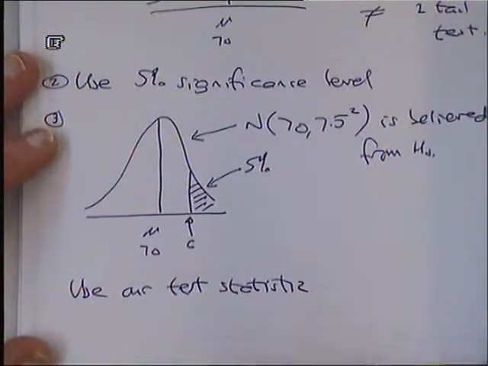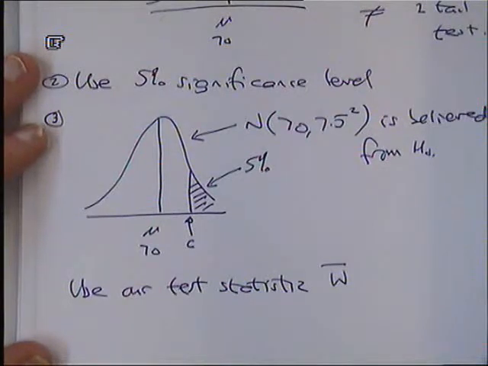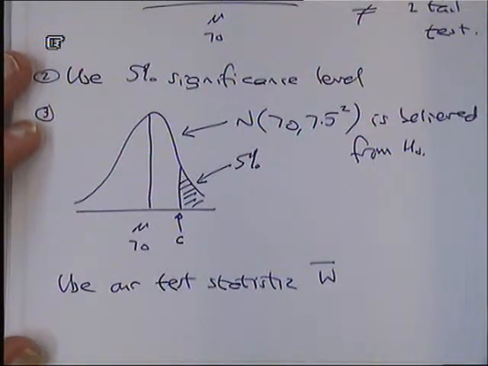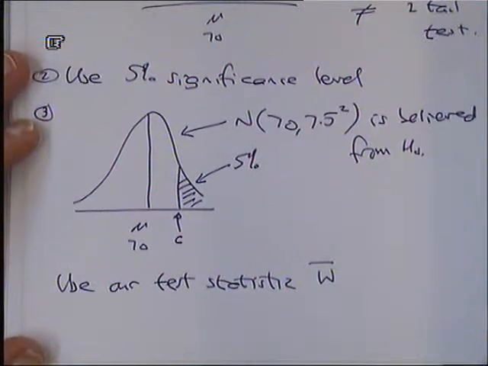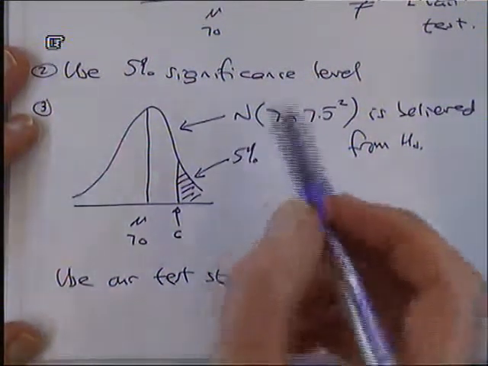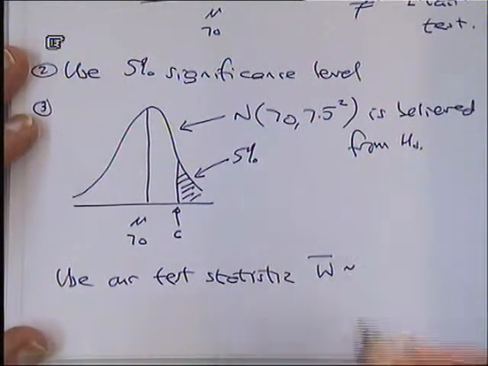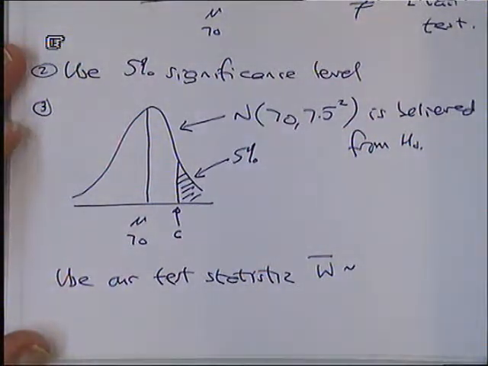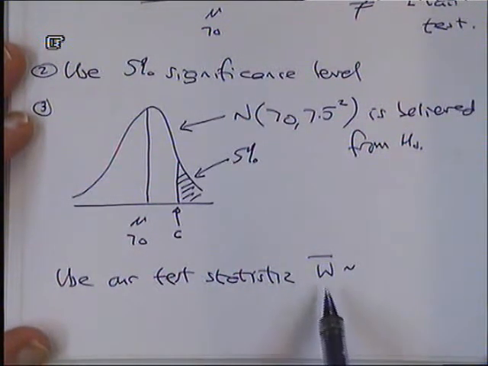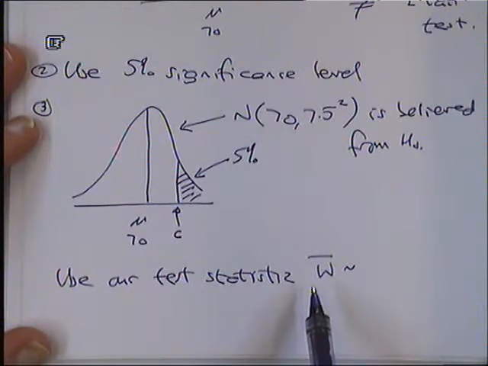And the only test statistic we have is the mean of the weights, W. Now we know that the weights are distributed normally, 70, 7.5 squared. So what do we know about the distribution of W bar, the mean of those weights? We're not adding them up, so it's not going to be that. Central limit theorem here, this is the sample mean.